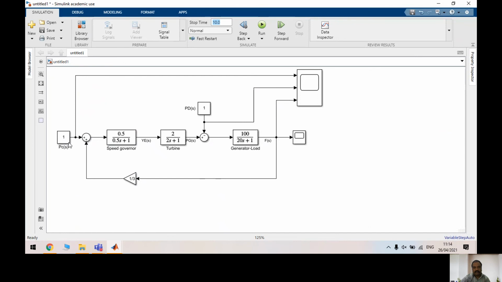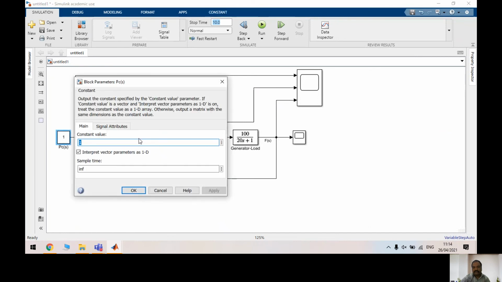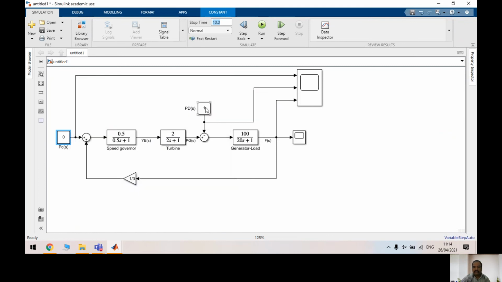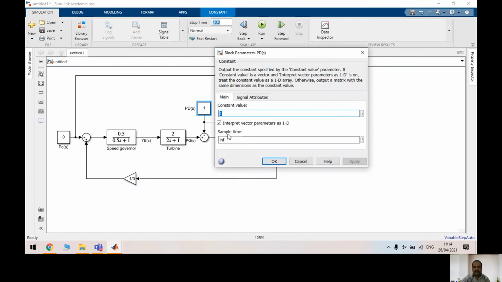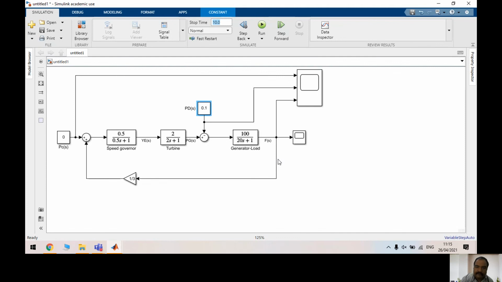Now this is a change in manual power commands. Assuming that I don't want to change manually, I'll keep it as 0, and assume that there is a small change in the demand, and I'll take it as 0.1 per unit. It has changed by 10%. Okay, the demand has changed by 10% positively, plus 0.1, which means demand has increased. So what must happen to the frequency? The frequency must drop down. So let's see whether the frequency has dropped or not.